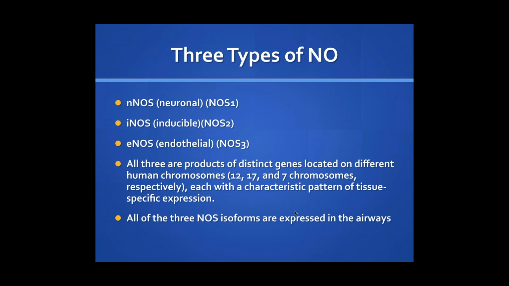So all 3 are products of distinct genes. They're located on different human chromosomes. Kind of interesting here that the same product, nitric oxide, is created by 3 different genes on 3 different chromosomes, and each of them has a characteristic pattern of tissue-specific expression. And all 3 are expressed in the airways, so it has a very strong effect on our lung issues. Like asthma is a classic example of nitric oxide pathway issues.